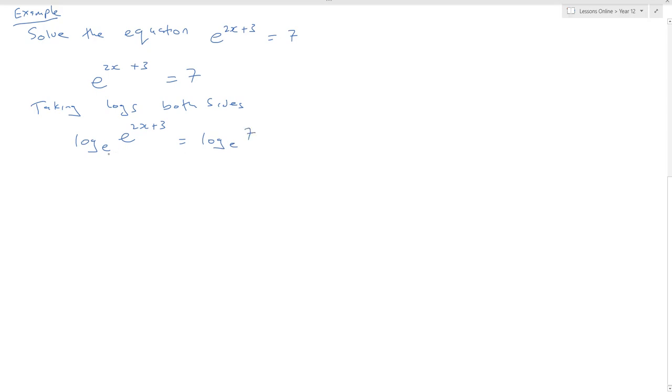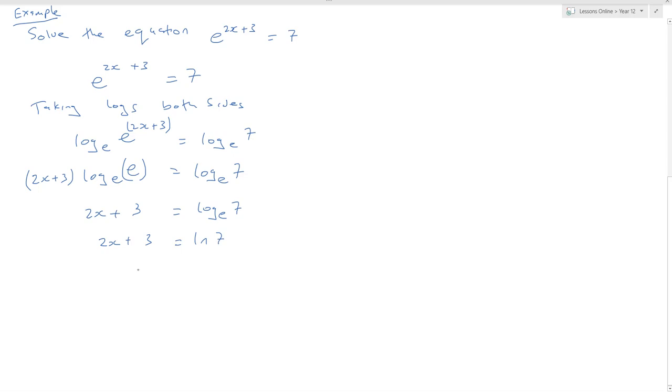Remember, log to the base e, I could write that as ln. I'm writing this in this form because now I'm going to use the power law and simplify that to 2x plus 3 log to the base e of e is equal to log base e of 7. Now log to the base e of e is 1, so that means 2x add 3 is equal to log to the base e of 7. I could write 2x add 3 is equal to ln 7.